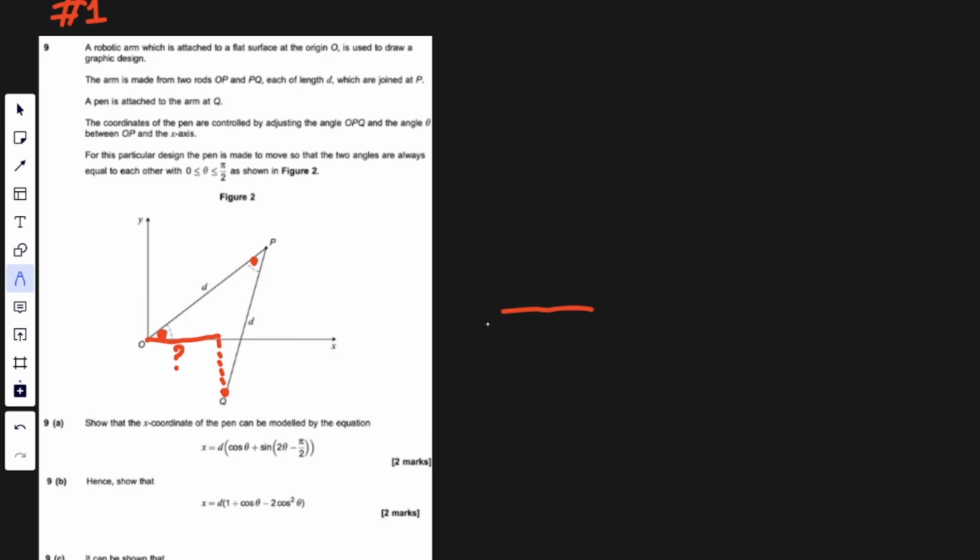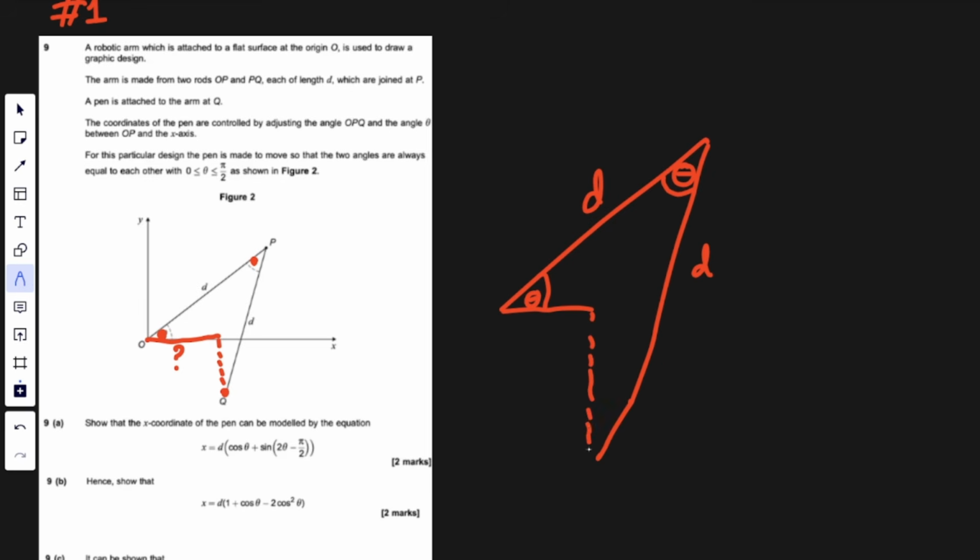So we've got our unknown part. We've then got the diagram. We've got this here is theta. We've got this here is theta. We've got this here is D. This here is D. And this really continues on down to this bottom part, like so.